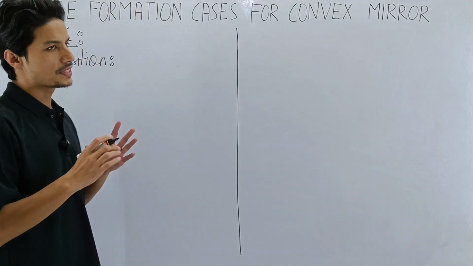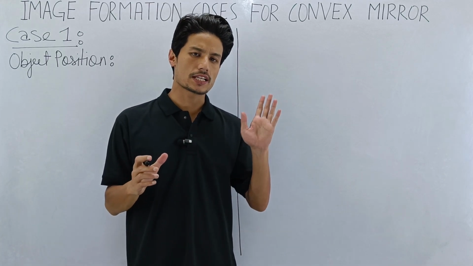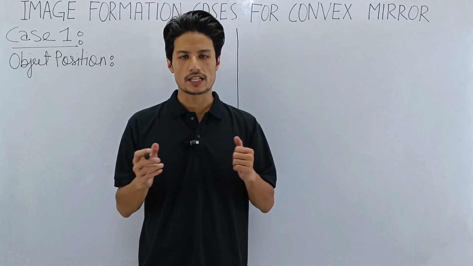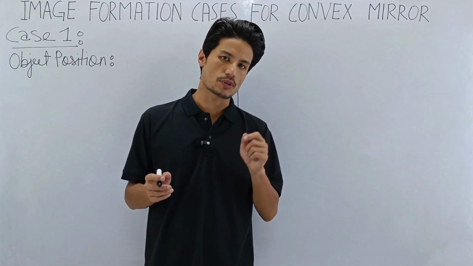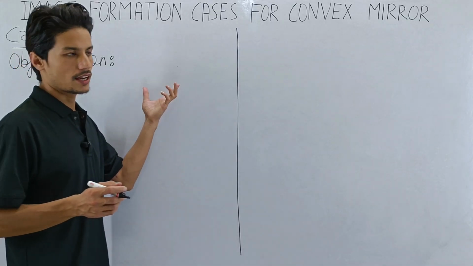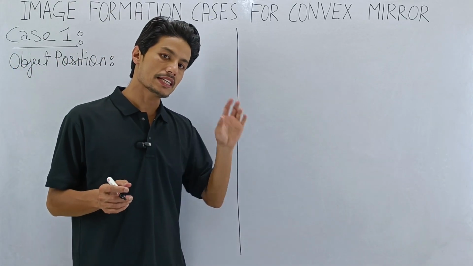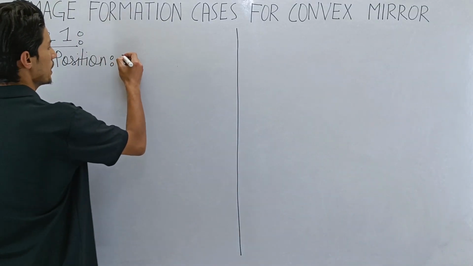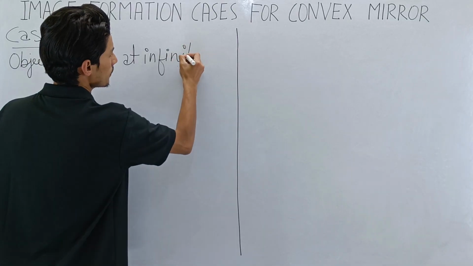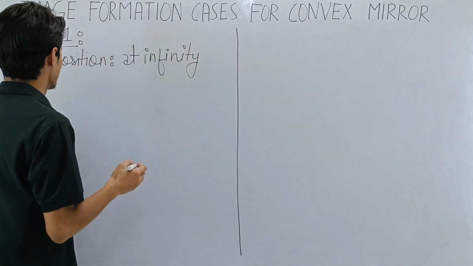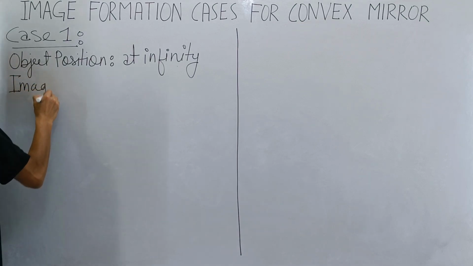So we are to write where the object is kept. Now, who will tell me where the object was kept in case 1 of the concave mirror? Anyone? Yes, very good. Object was kept at infinity in case 1. Remember, in both the mirrors, concave or convex, in case 1 the object is always kept at infinity. So object position will be at infinity. So we will write at infinity.